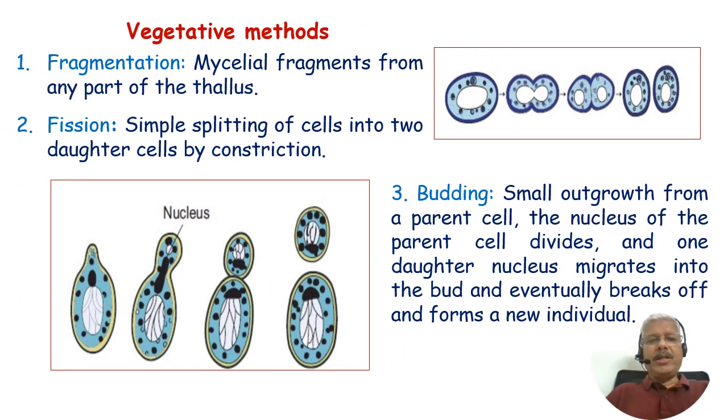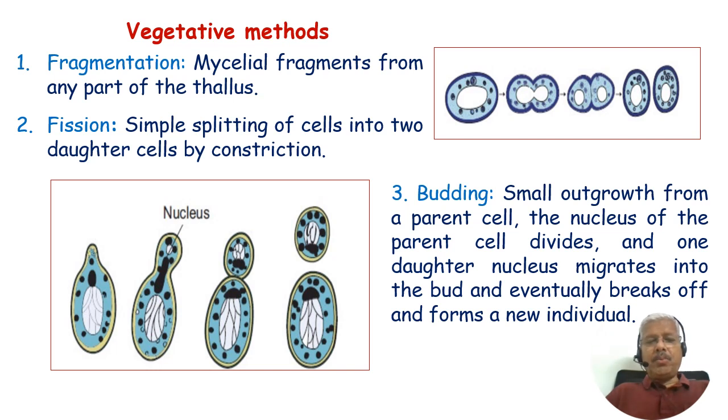Fragmentation of the mycelium. The mycelial fragments from any part of the thallus may grow into new individuals when suitable conditions are provided. Fission of unicellular thalli. Fission is simple splitting of the cells into two daughter cells by constriction and the formation of a cell wall. It is observed in yeast.